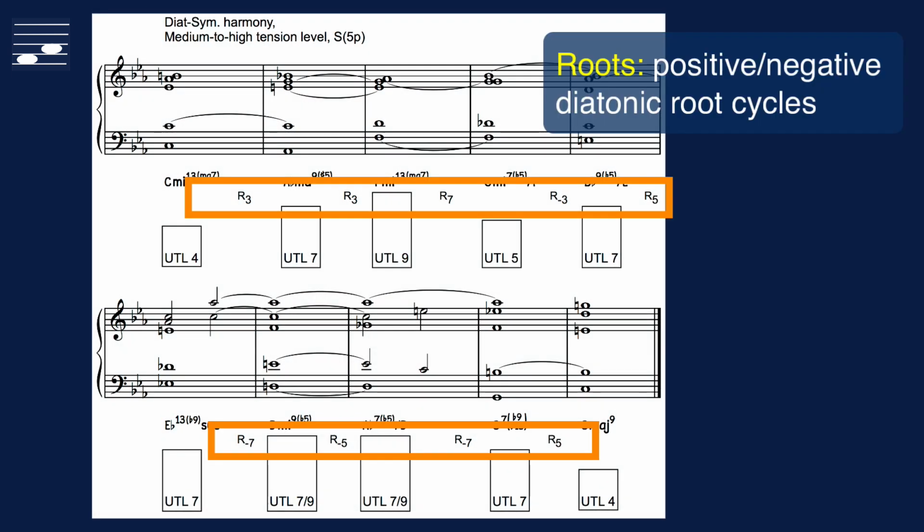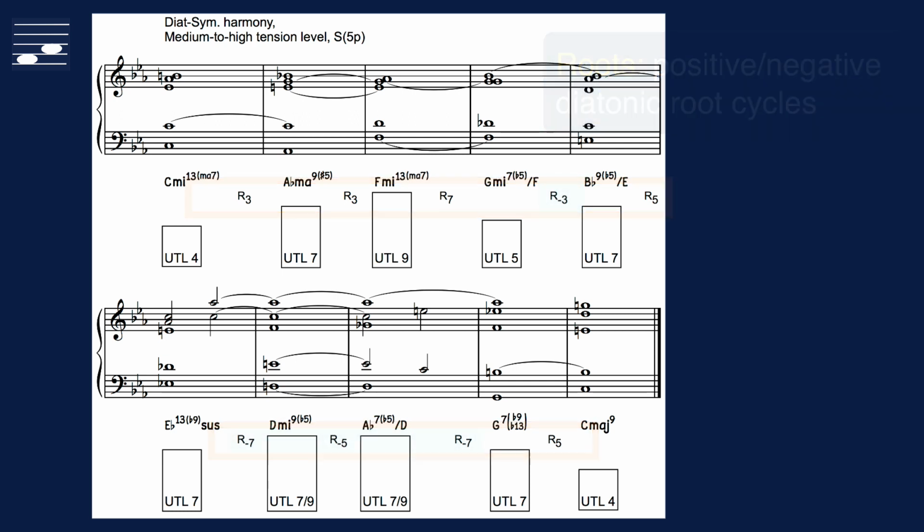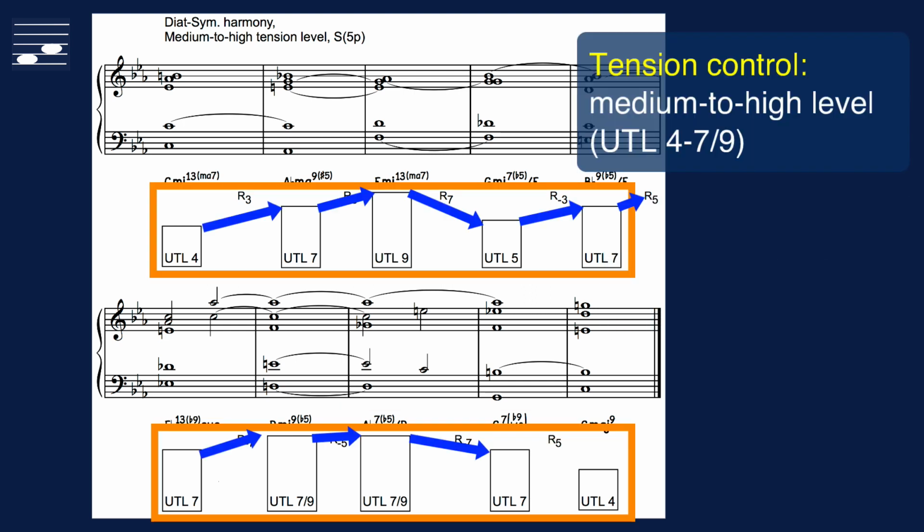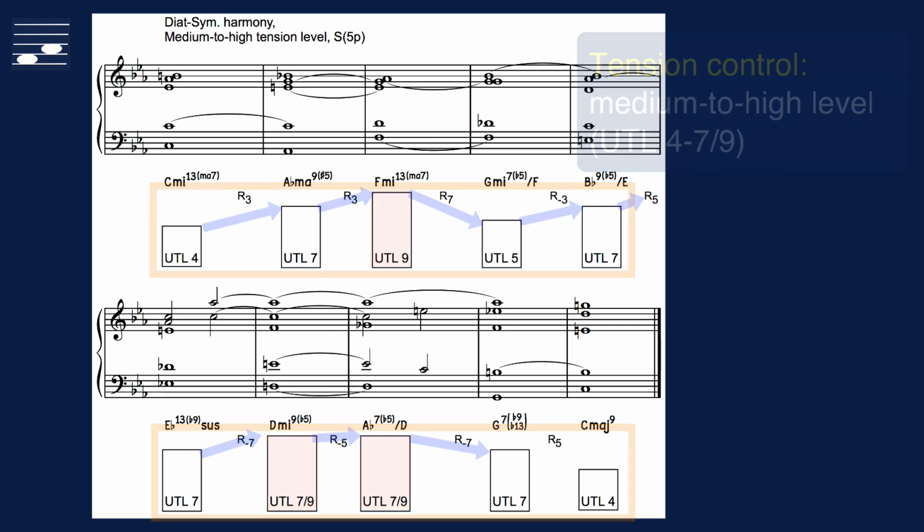This time there are far more destabilizing negative diatonic root cycles. We end the progression with a lowered 6-5-1 cadence. The tension level curve tops at an UTL 9 apex in measure 3, and depending on how you would classify the specific voicings and vertical dissonance distribution, 2 cases that would fit into either level 7 or 9. So here we encounter a situation with some ambiguity.